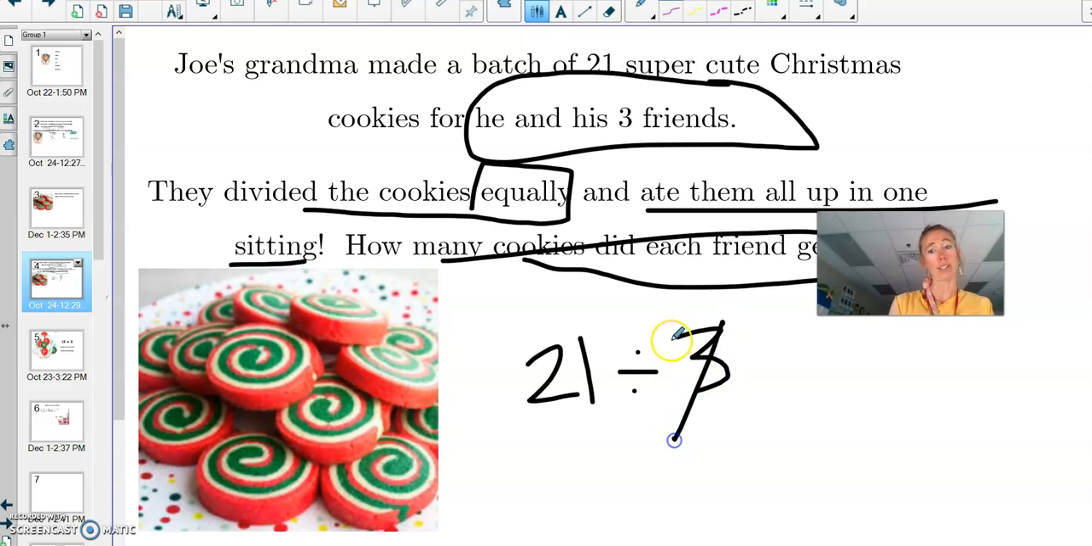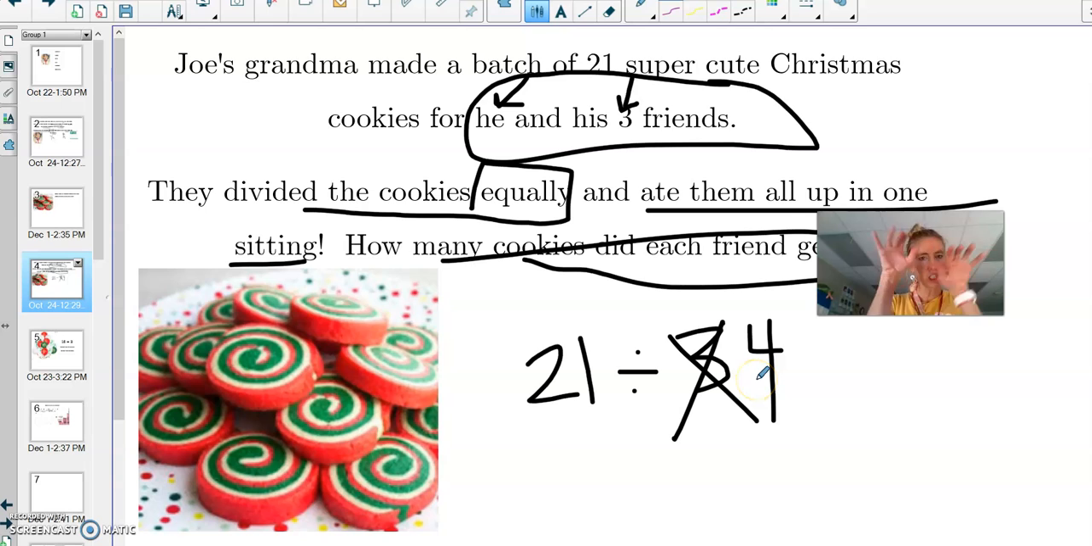3? Actually, it's not 3. It says 3, yeah, but look, it's him too. It's Joe too. So it's actually 4. So you're going to have to take 21 and divide it amongst 4 people. How much is each person going to get?